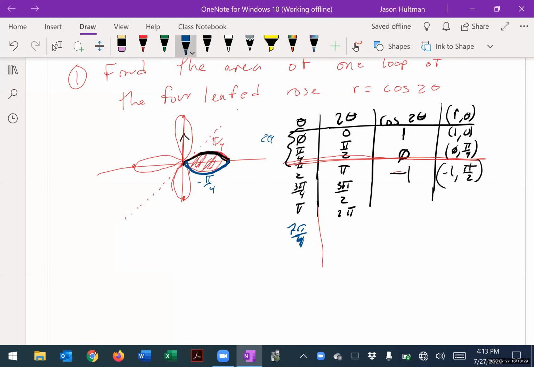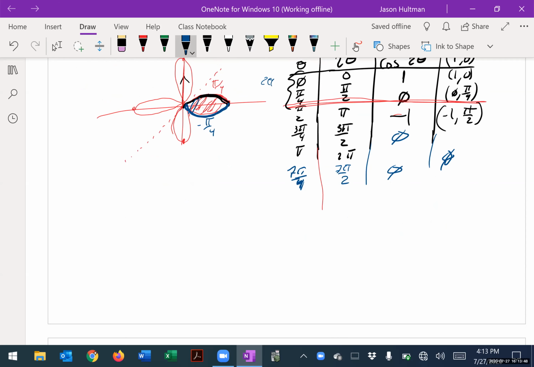So 7 pi over 4 would be 7 pi over 2, which every pi over 2 is a 0. And so we'd be at 0, 7 pi over 4. And you'll see that this is the 7 pi over 4 or -pi over 4. I could think of it as -pi over 4 as well.